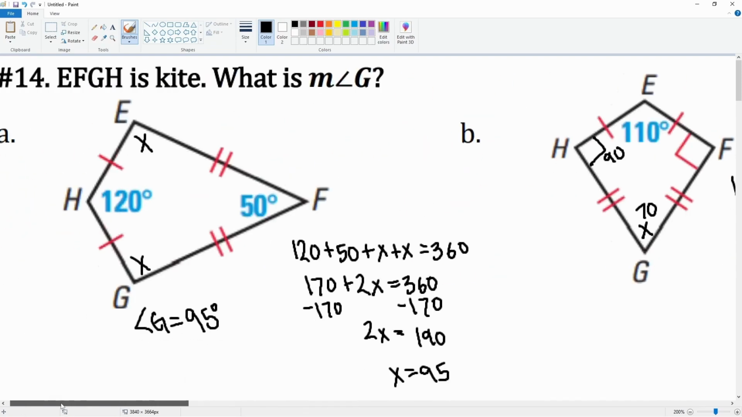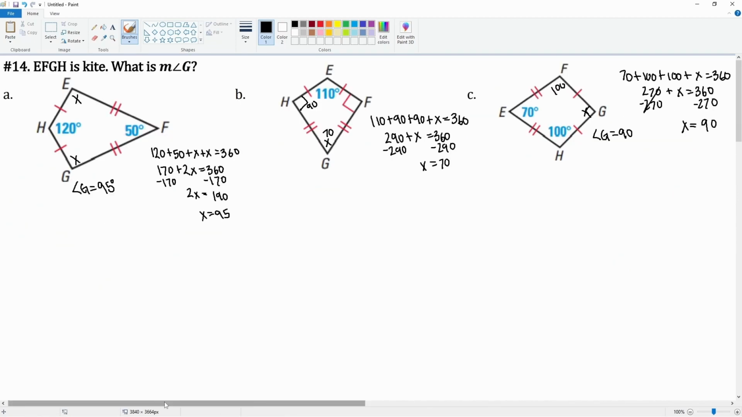So there you go. That is how you find angle measurements within a kite.